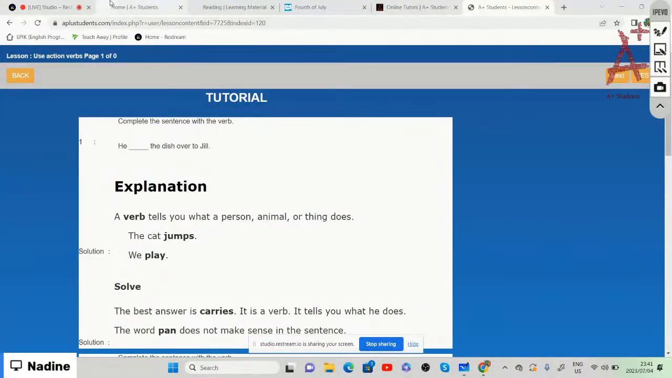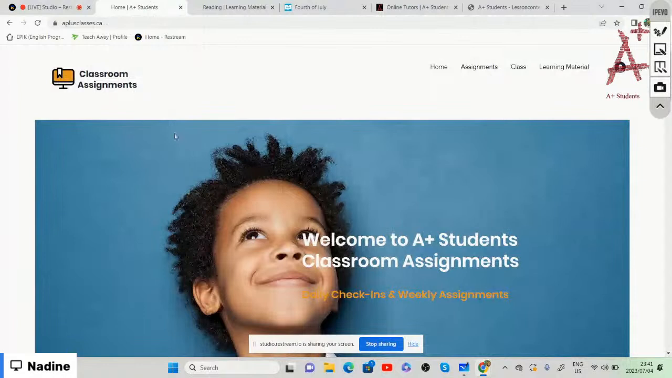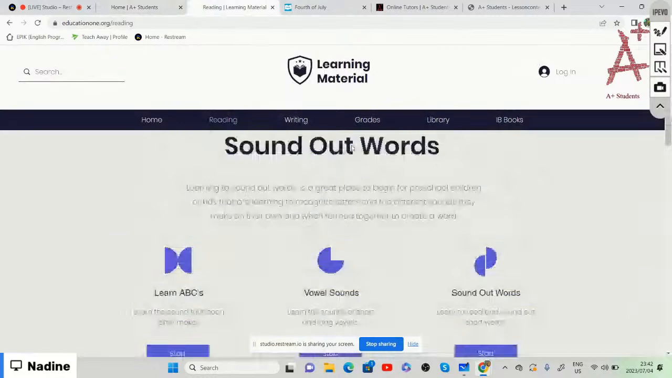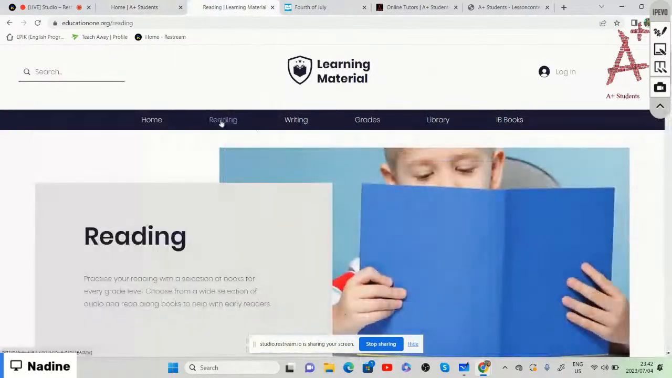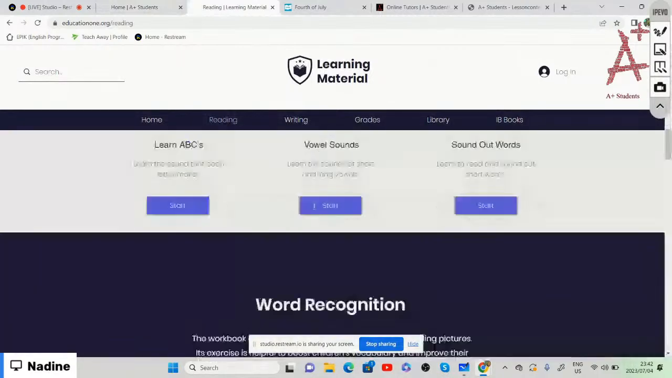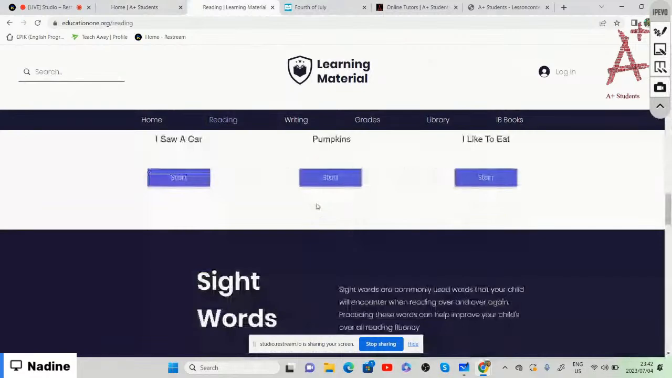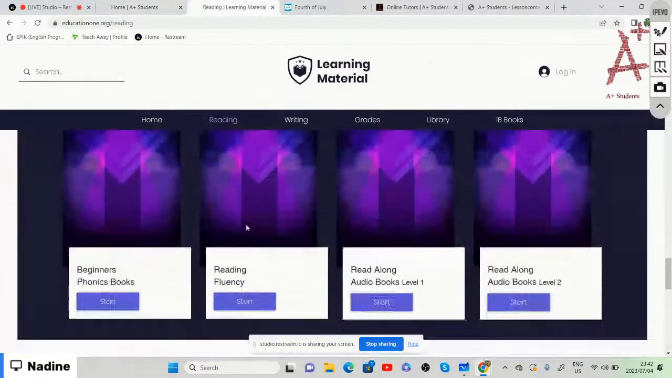So lastly, if we go over to a+classes.ca, and then you go to learning materials, go to reading, you're going to click on reading, and then you scroll right down. Once you get to reading, scroll down until you get these 4 purple boxes. And now we go to the third purple box that says read along audiobooks level 1. So click on start.